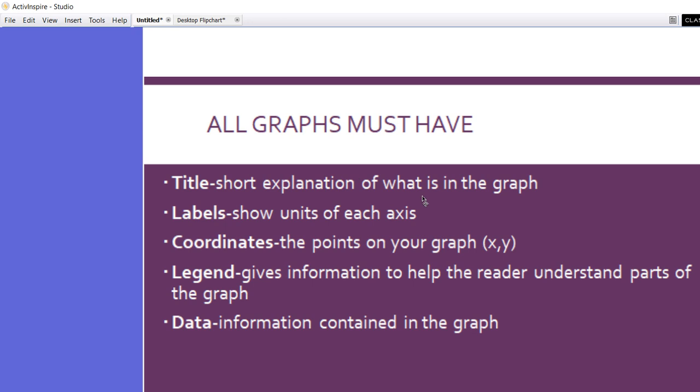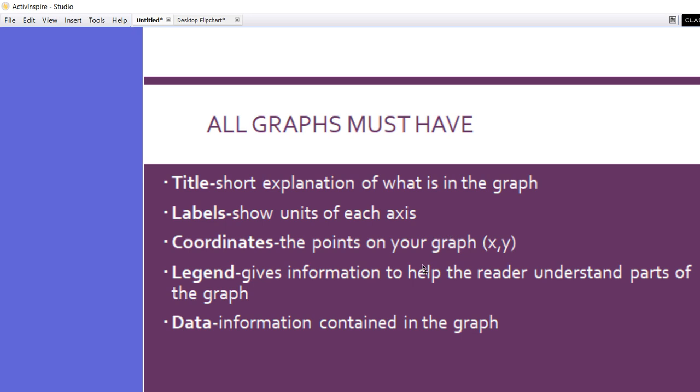Third is the coordinates, and the coordinates are the individual pieces of data that you collected. So on Monday, how many bagels did you sell? Or on Thursday, how many muffins were sold? The legend is the fourth piece of information, and the legend gives information that's important to the graph. So if you have 3 different lines on one graph, those 3 lines would be different colors, and the legend would tell me that the red line represents one thing, while the blue line represents another thing, while the green line represents yet a third piece of information.